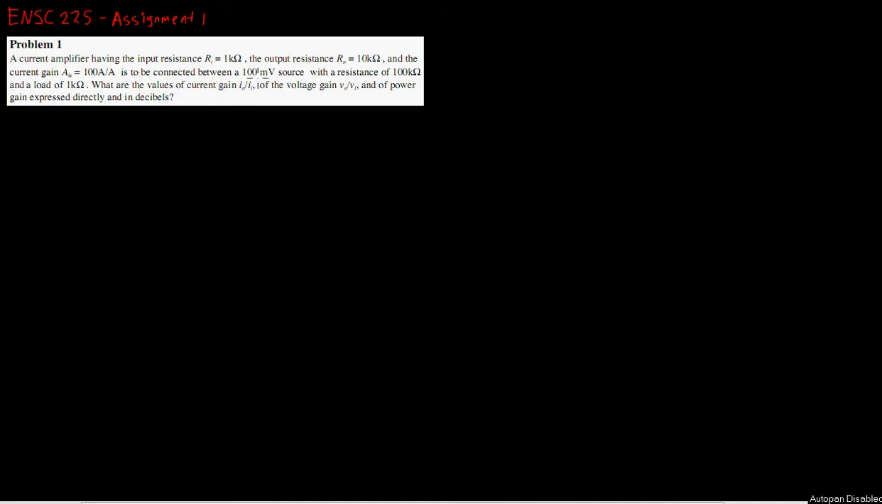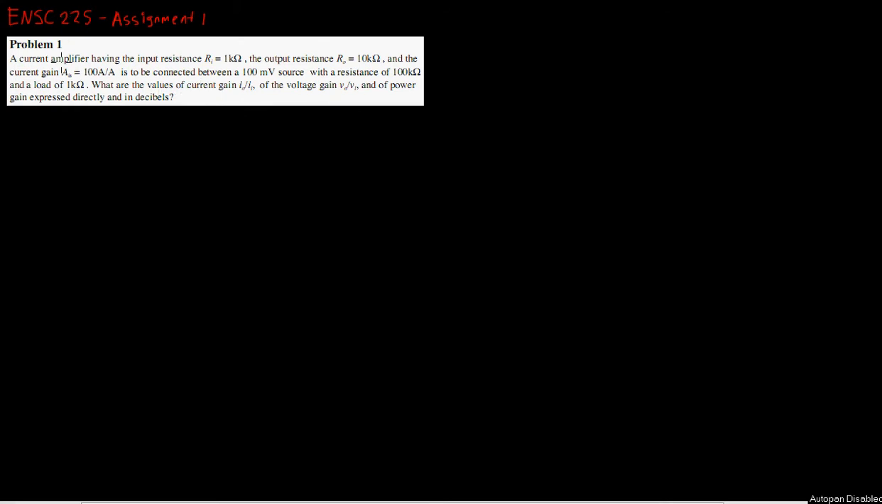They tell you that it's connected to a 100 millivolt source with that signal resistance and that load value, and they want you to find the value of the current gain, and they tell you how it's defined, the value of the voltage gain, and they tell you how that's defined, and then the value of the power gain. They want all of those both expressed directly in this format and expressed in the decibel format. So we'll show you how to do that.